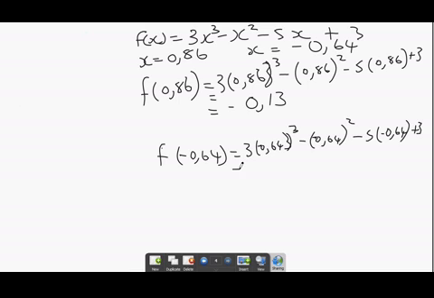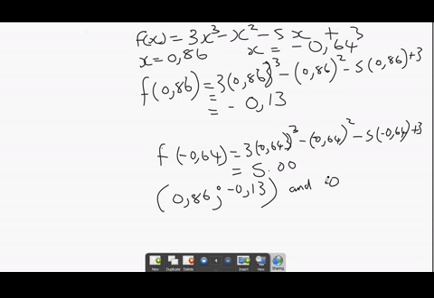And this one is going to be 5.00. Now our turning points become 0.86 and the y value is negative 0.13, and negative 0.64 and 5.00. Those are the turning points of the cubic equation.